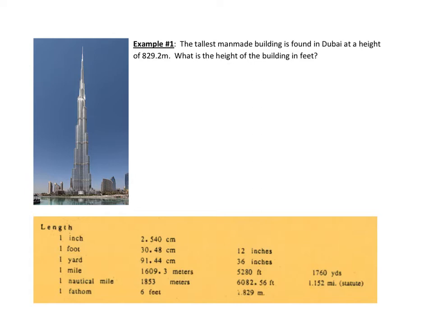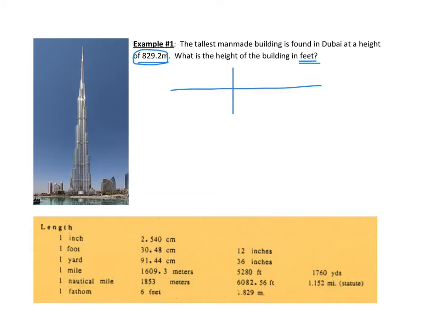So example number 1, the tallest man-made building is found in Dubai at a height of 829.2 meters. What is the height of the building in feet? So the first step of this process is to place what is given into our railroad tracks. So as you can see, we are given a height of 829.2 meters, and we want to get to feet.